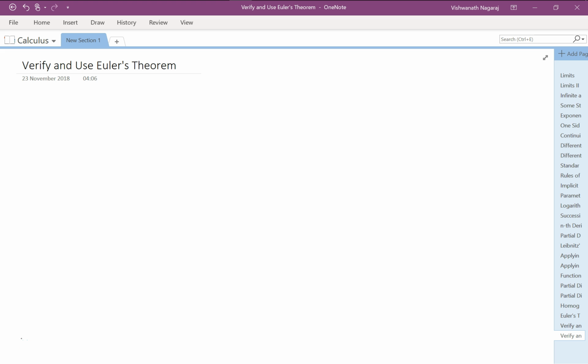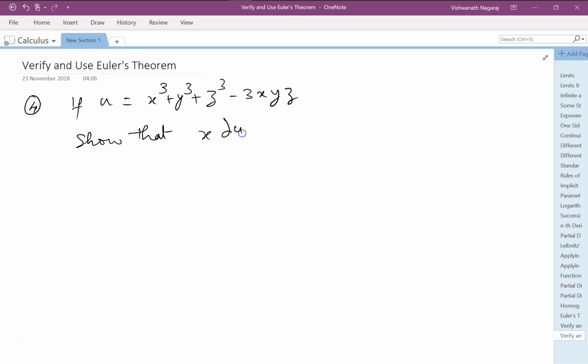Let's do another couple of problems. If u is equal to x cube plus y cube plus z cube minus 3xyz, show that x ∂u/∂x plus y ∂u/∂y plus z ∂u/∂z is equal to 3u.